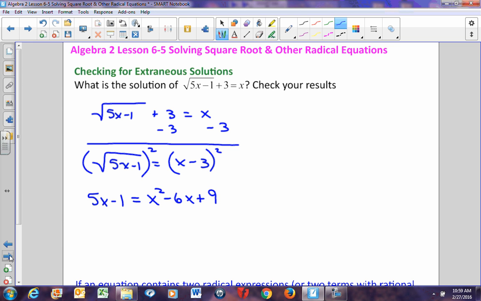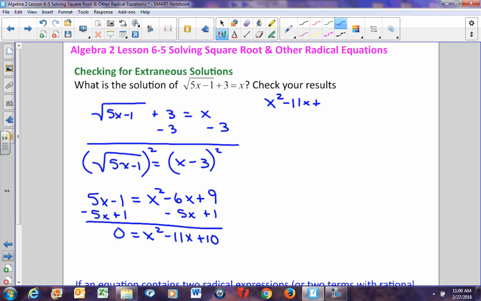Now I'm going to move everything over to the right hand side instead, to equal 0. So I'm going to subtract the 5x and I'm going to subtract the 1. Actually add a 1. And we'll get 0 equals x squared minus 11x plus 10. Okay, I will move this up here so that I can see it. x squared minus 11x plus 10 equals 0. Back to this. I need two numbers that multiply together to get 10 and add together to get negative 11, which is negative 10 and negative 1. So I'll get x minus 10 times x minus 1 equals 0. So x will equal 10 and 1.